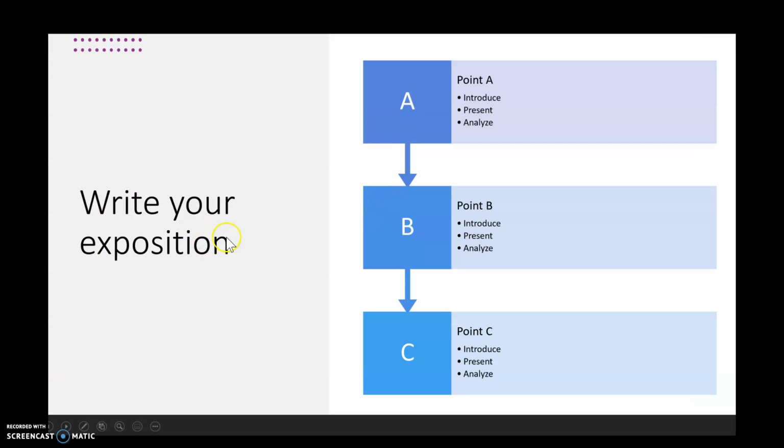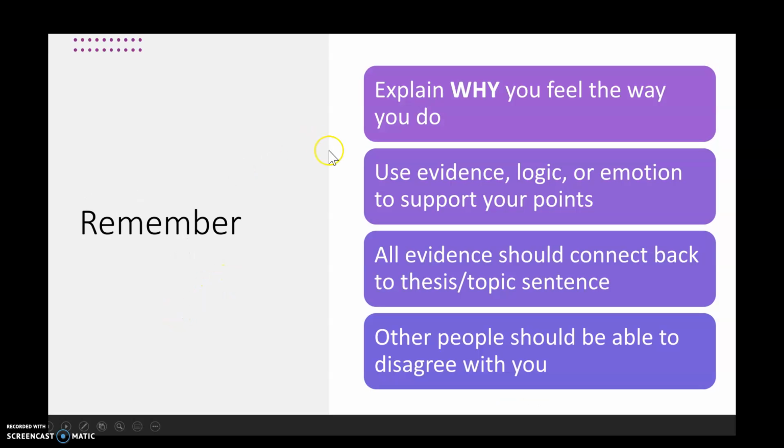Then you'll write your exposition. This should look familiar at this point. You'll have one paragraph, generally, for each of your main points in your thesis. So point A: your topic sentence, introduce, present, analyze, transition sentence. Point B: topic sentence, introduce, present, analyze, transition sentence. Point C: topic sentence, introduce, present, analyze, and transition sentence.